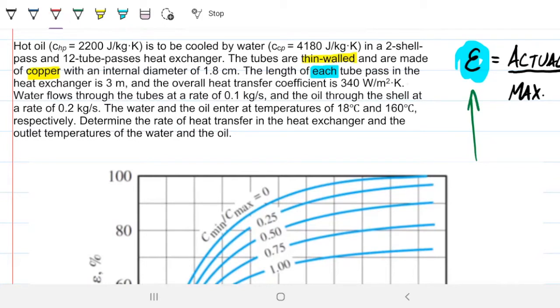So is this U or is this h? Then that's U. Right on. Good on you. And then water flows through the tubes at a rate of 0.1, and the oil flows through the shell at a rate of 0.2. The water and the oil enter at temperatures of 18 and 160 respectively. Determine the rate of heat transfer in the heat exchanger and the outlet temperatures of water and oil.